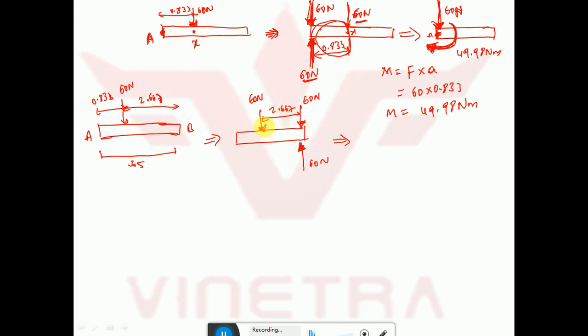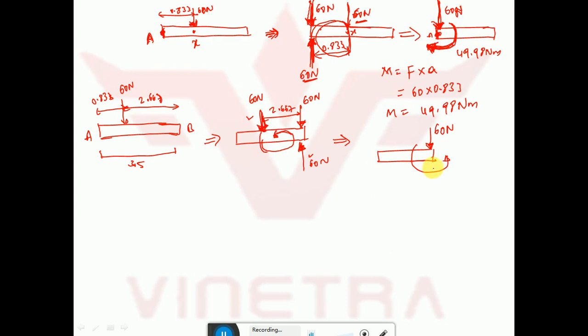So if I consider these two forces, they are parallel. This one and this one are equal in magnitude and opposite in direction. They will form a couple. Since this force is acting in the downward direction and this force is acting in the upward direction, this will produce an anti-clockwise couple. So how will I draw the equivalent system here? A downward force of 60 Newton is acting here along with a couple here.